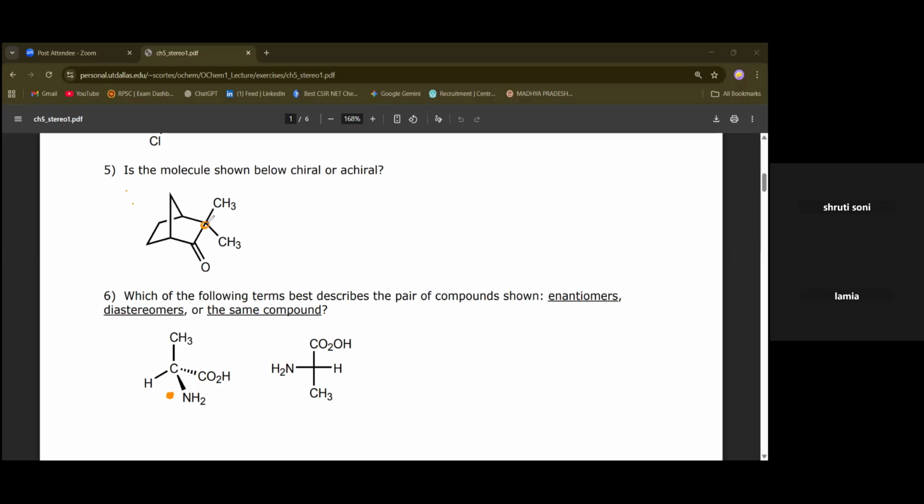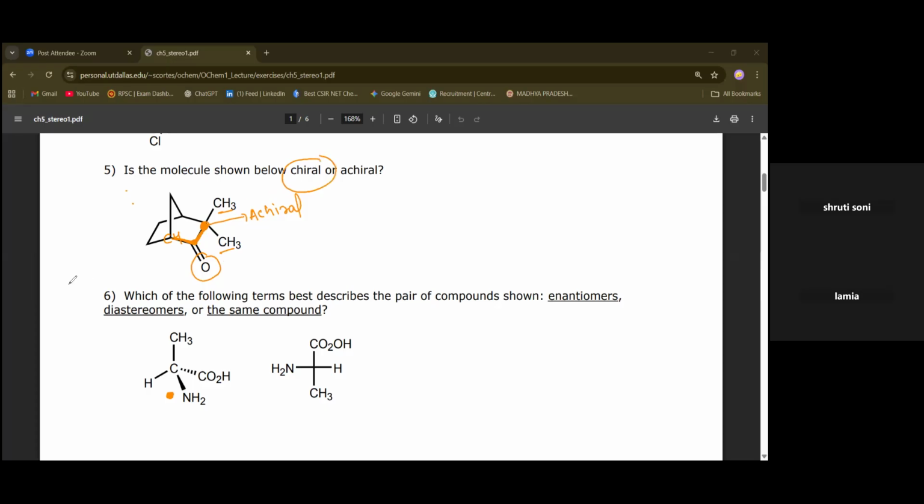This carbon we will check first. In this carbon, there are two CH3 groups attached. So is this chiral or achiral? Achiral. While let's suppose this carbon, it has all groups different. In one direction it is O, and on the right-hand side there is a carbon which has CH3. On the left side it is CH. This carbon is chiral, so the whole compound is chiral.